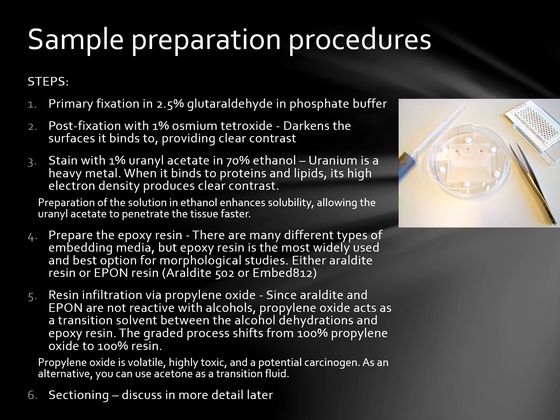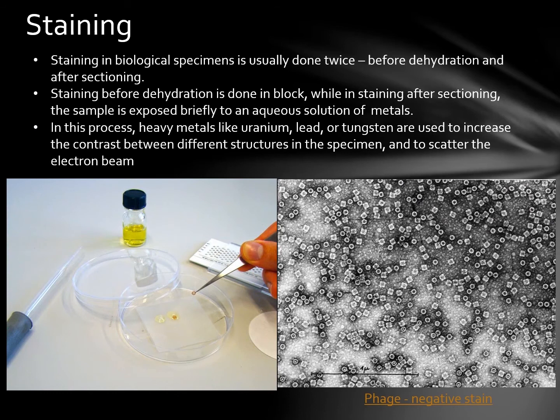Number 5 is to infiltrate with the resin via propylene oxide. Since Araldite and EPON are not reactive with alcohols, propylene oxide acts as a transition solvent between the alcohol dehydrations and epoxy resin. The graded process shifts from 100% propylene oxide to 100% resin. The propylene oxide is volatile, highly toxic, and potentially carcinogenic, so it's very important to wear your PPE. You can also have an alternative where you use acetone as the transition fluid. The next step is sectioning, and we will discuss this in more detail later.